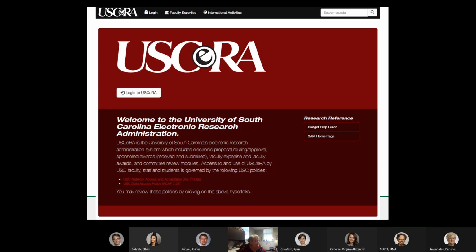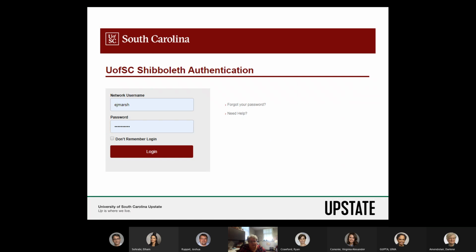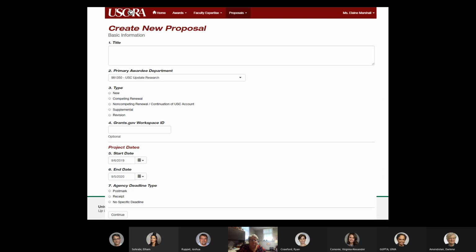This is the login screen for USERRA. You are going to use your network username and password. So the same thing that you use for Blackboard, it's the single sign-on for Columbia that you need to use. And you notice here that they have a link to the budget prep guide and the SAM homepage, just in case you need those as well. Once you sign in, you will have these red boxes across the top.